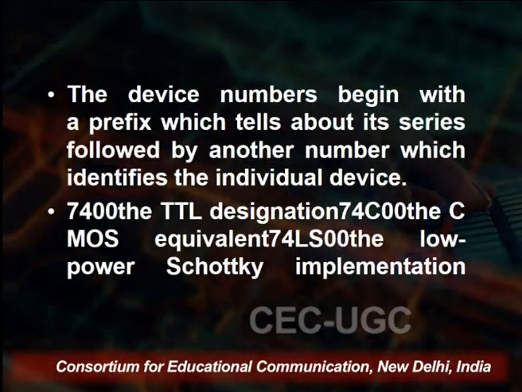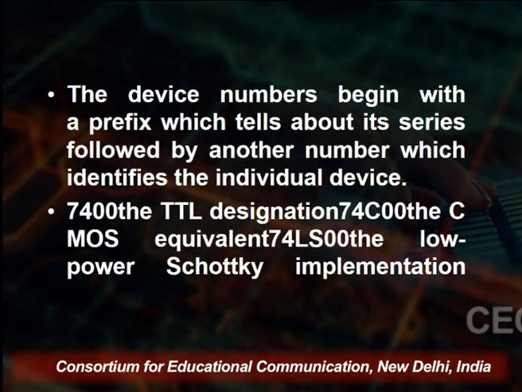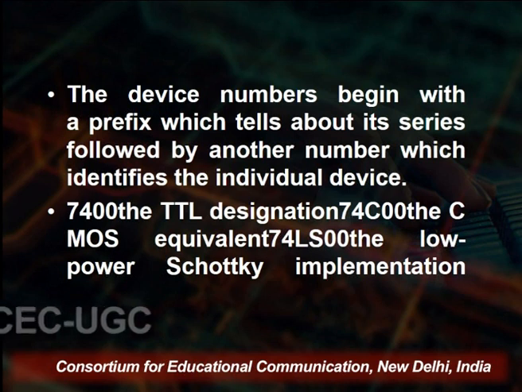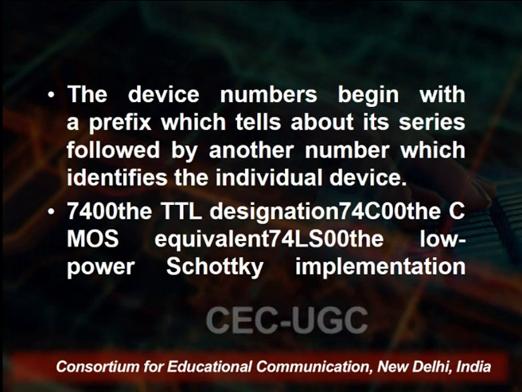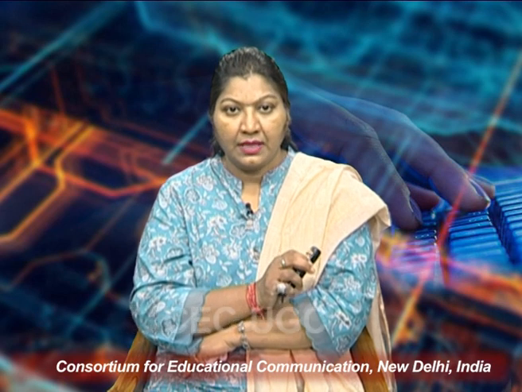The device number begins with a prefix which tells about its series, followed by another number which identifies the individual device. Like 7400 is the TTL, 74C00 is the CMOS equivalent, and 74LS00 is the low power Schottky implementation. In this manner a device is named. If it is simple TTL, then just the number. If it is CMOS, then the C is introduced in it. If it is a low power Schottky implementation, then LS will be in between.